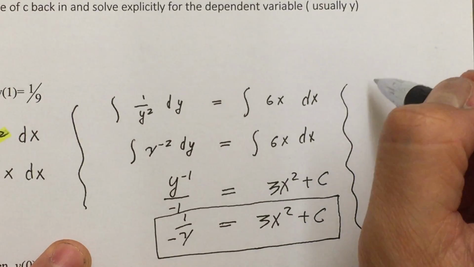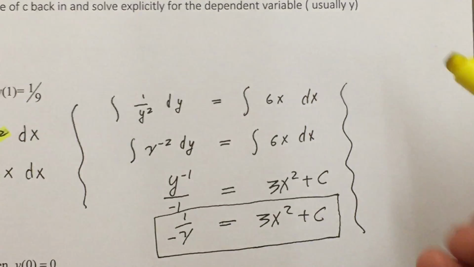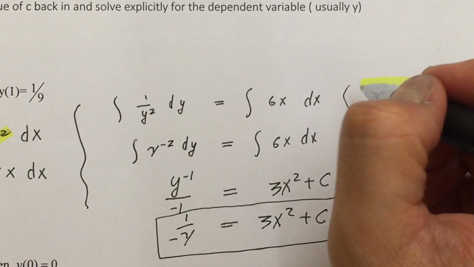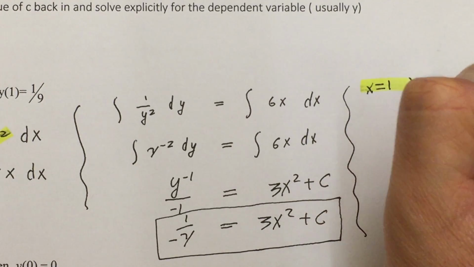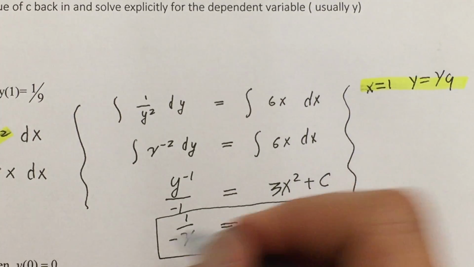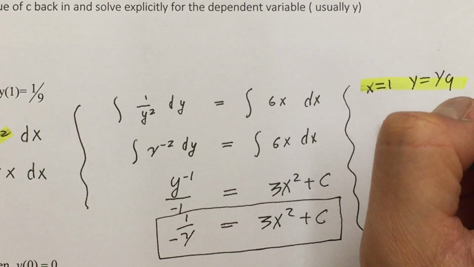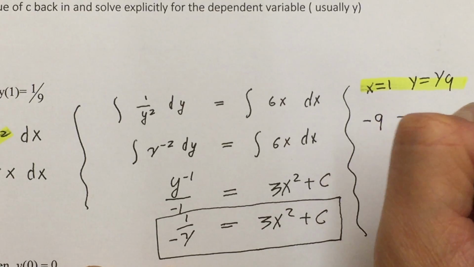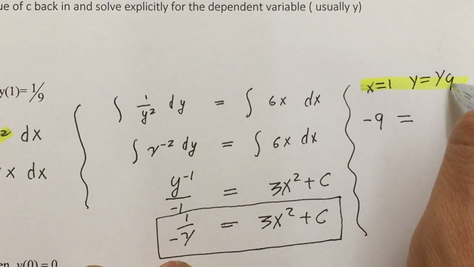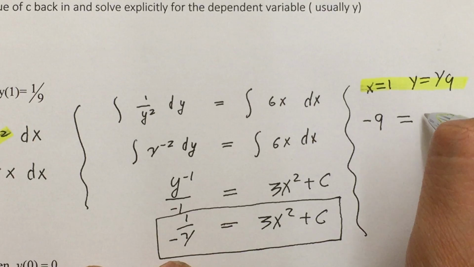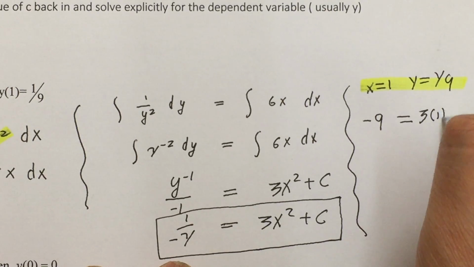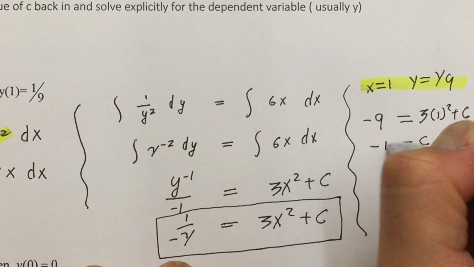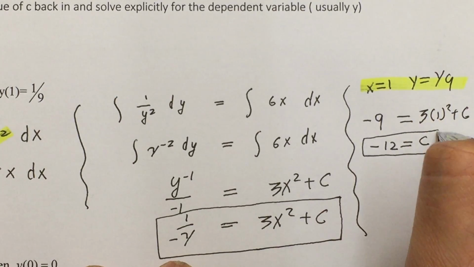So we know that our initial condition is x equals 1 and y equals 1 over 9. So I plug those in there, and when you plug 1 over 9 in there, I am going to get -9 on the left side, because 1 divided by that is -9. And when I plug 1 in here, then I get 3 times 1 squared plus c. So c is going to be -12.